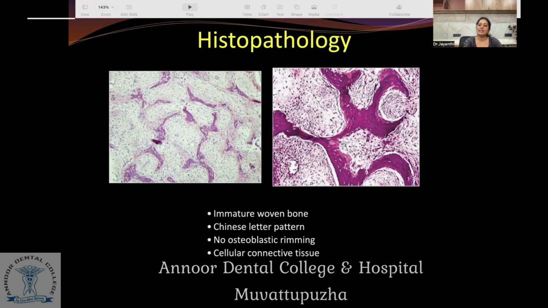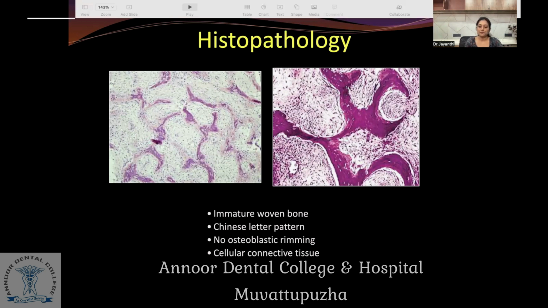What type of bone is it? It's an immature woven bone that you see here, and you don't see osteoblastic rimming in this bone. I showed you in the first picture that osteoblasts are cells lining the bone. But here in fibrous dysplasia, this immature woven bone does not have osteoblastic rimming. And you see a cellular fibrous connective tissue. So you see both connective tissue as well as bone here. The connective tissue is cellular fibrous connective tissue with a lot of fibroblasts and cells, whereas the bone is an immature woven bone arranged in a Chinese script pattern without osteoblastic rimming.